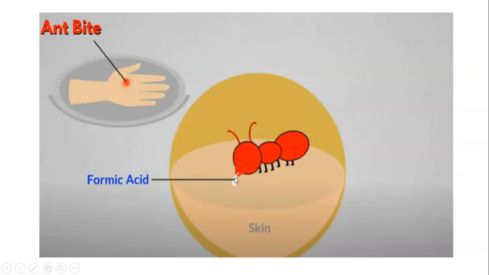Here you can see it produces formic acid from its mouth, and that formic acid is very irritating and painful because of this acid which is secreted by this ant while biting your skin. So how to get rid of this pain or irritation? For this relief we use a base. Okay, what kind of base do we use?